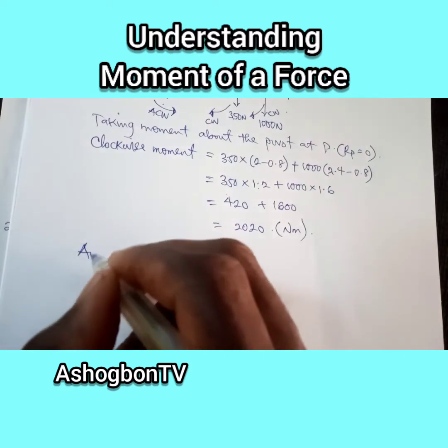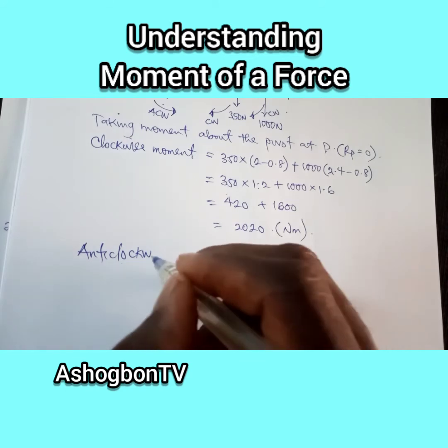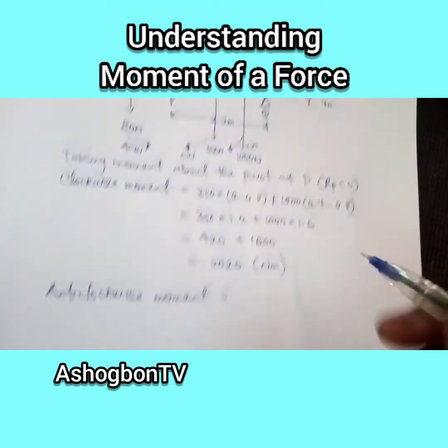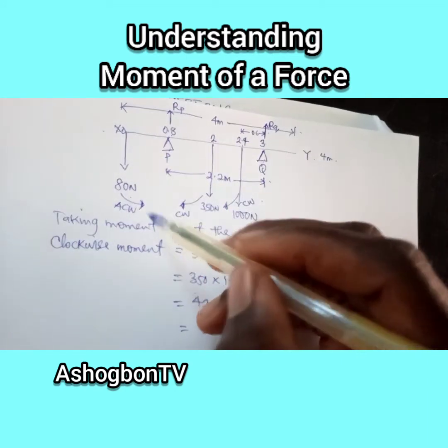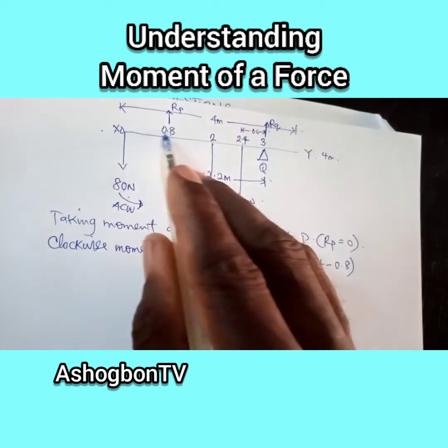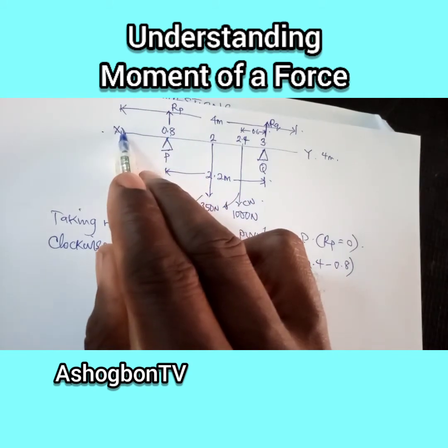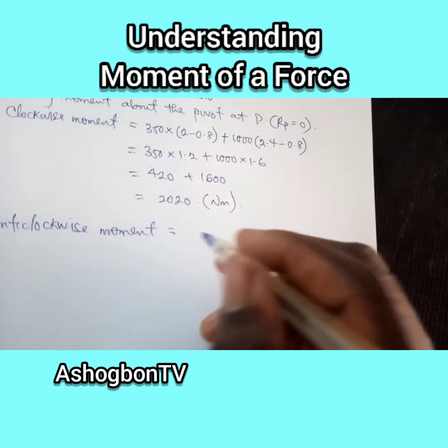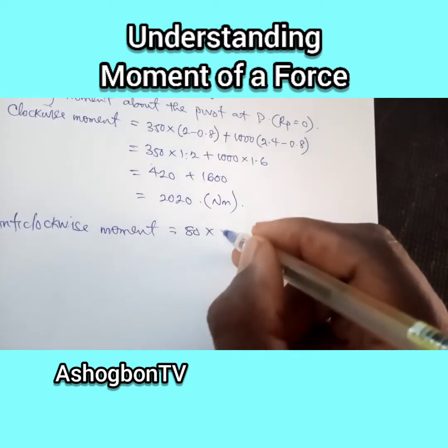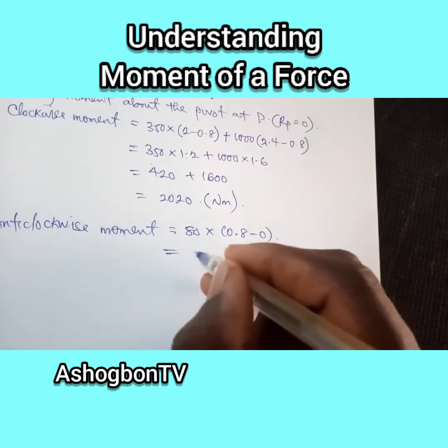So yeah, after that we'll go for the anti-clockwise moment, which is the same force times the perpendicular distance. So this is the anti-clockwise moment. Here it is going to be 80 multiplied by the difference between the point where we are taking moment from, which is 0.8 minus 0, and that is 0.8. So here I will put 80 multiplied by 0.8 minus 0. If you do this, you should get 64.